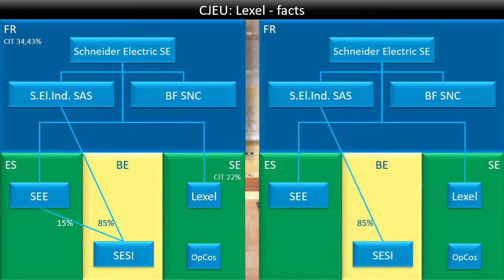Now what happened was that SEE in Spain wanted to buy some external companies outside of the Schneider Group, and he decided he needed to change its equity ratio, apparently. So it then sold its participation to Lexel, and Lexel borrowed from BFS&C, and then Lexel used the group contributions from the operating companies to pay the interest on the loan to BFS&C.